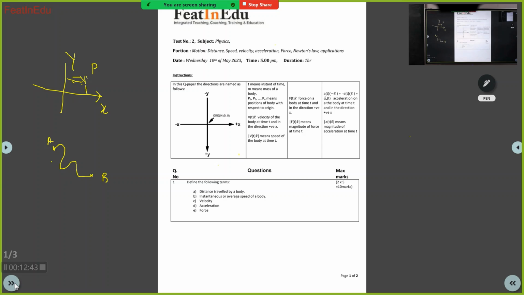How much is the acceleration? So you see the change in the velocity and divide it by the time. Then that will give you average acceleration. Got it? Any doubt?